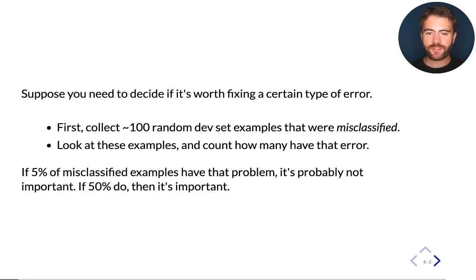And then you can look at these examples and see how many of them have the error that you're trying to fix. How many of them are misclassifying dogs as cats? If 5% of misclassified examples have the problem that you're trying to fix, well, maybe it's not that important to fix this problem yet. But if 50% do, then this seems like an error that you should be prioritizing and an error that you should fix.